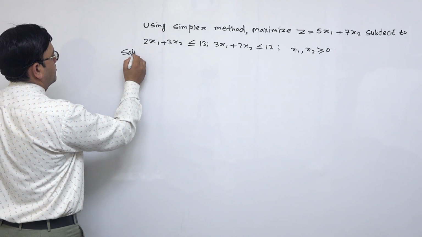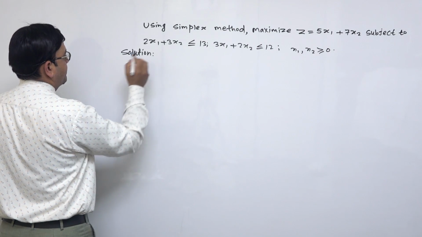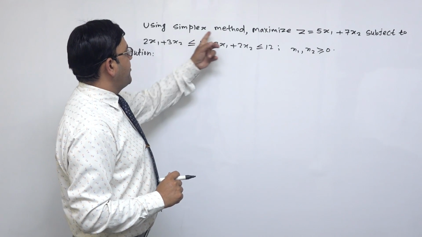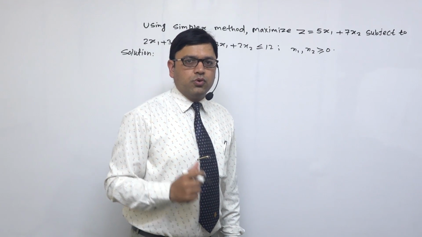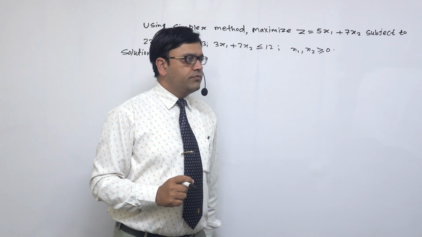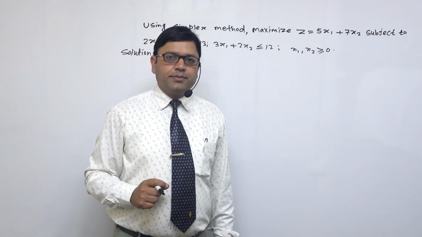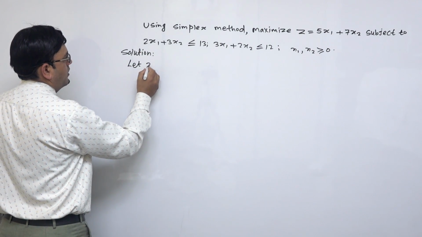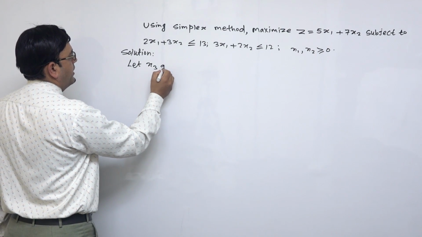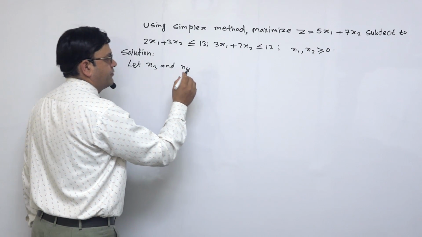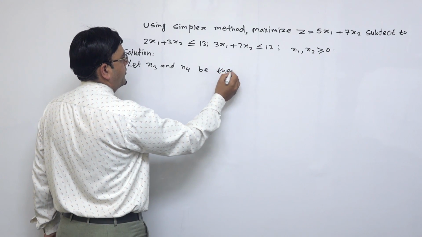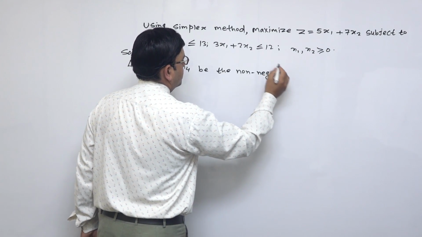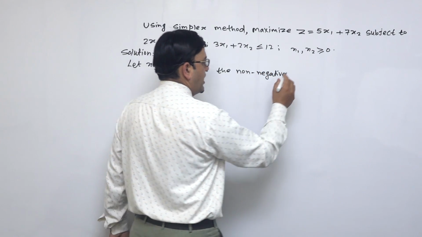Solution: here we have to solve this question by using the simplex method. So we have to suppose slack variables. Let x3 and x4 be the non-negative slack variables.